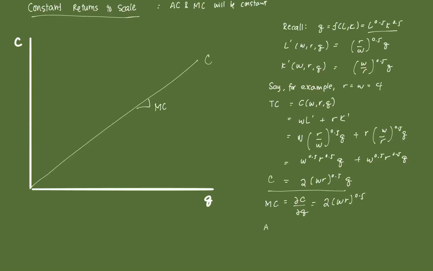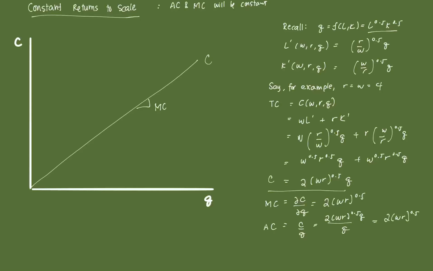And average cost is just cost over Q, so that's just 2 WR raised to 0.5 Q over Q. You get 2 WR 0.5. And you'll notice that average cost and marginal cost are equal. And both of the unit costs are constant.